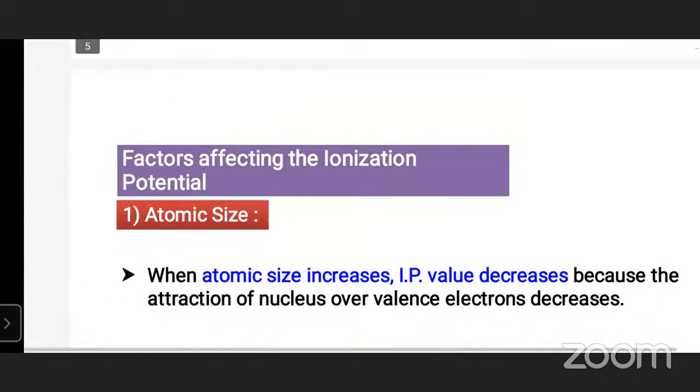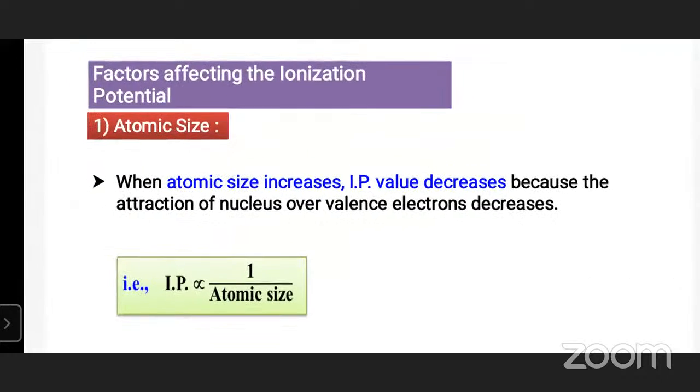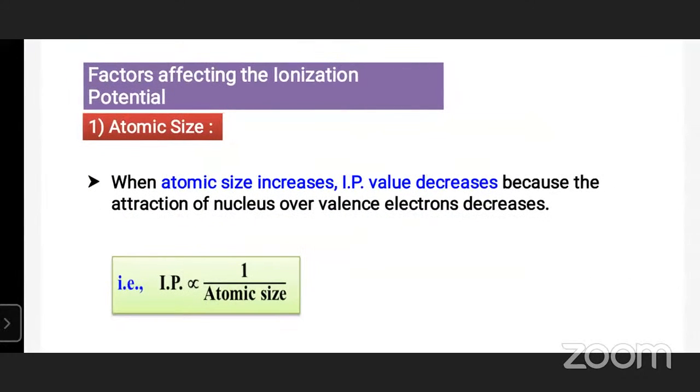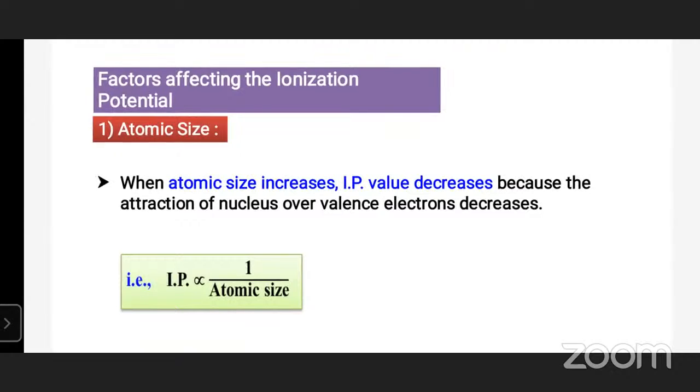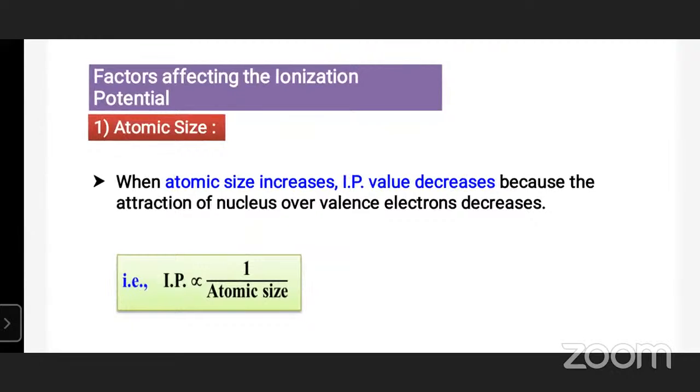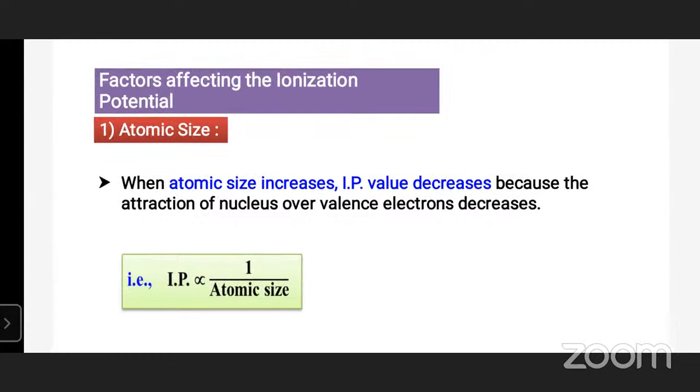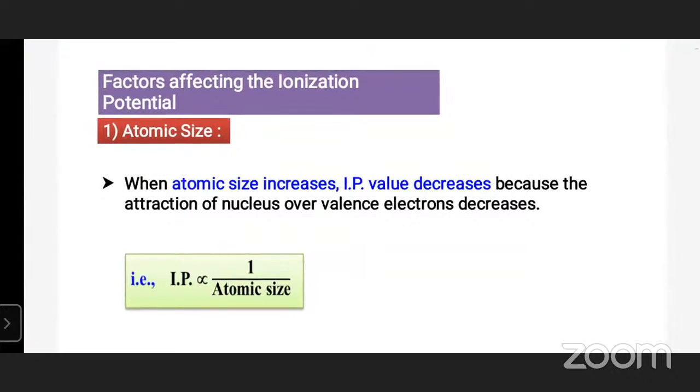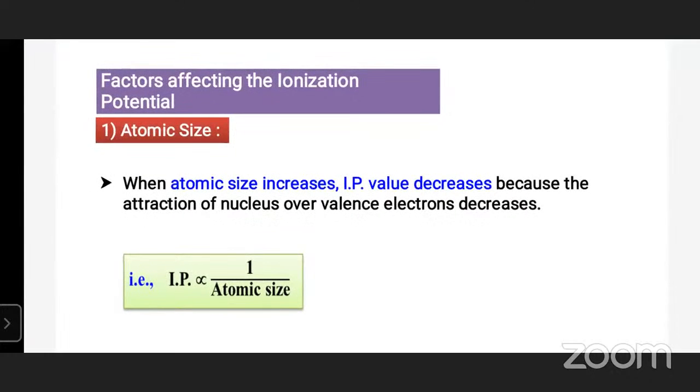Discuss the factors affecting ionization potential, ionization enthalpy. Number one, atomic size. When atomic size increases, IP value decreases because the attraction of the nucleus over the valence electron decreases. Therefore, IP is inversely proportional to atomic size. When atomic size decreases, IP value increases.